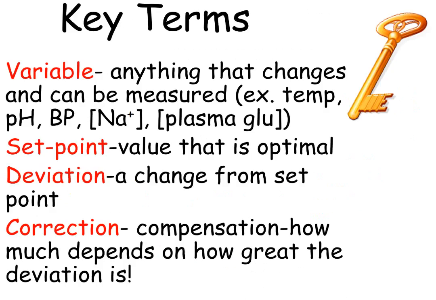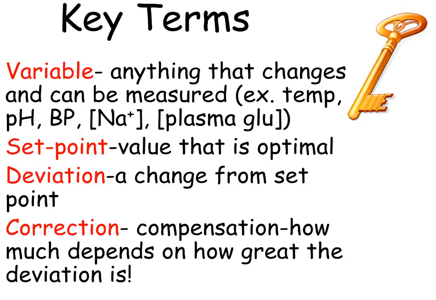Key terms that we will be using frequently throughout the semester include variable. Variable is anything we measure, anything we can measure. We take temperatures from our patients all the time. We do blood pressure recordings. We do a full assessment, right, of their vitals. That's what we say, take their vitals. We take their pulse rate. We can even collect urine. We can collect urine over time.